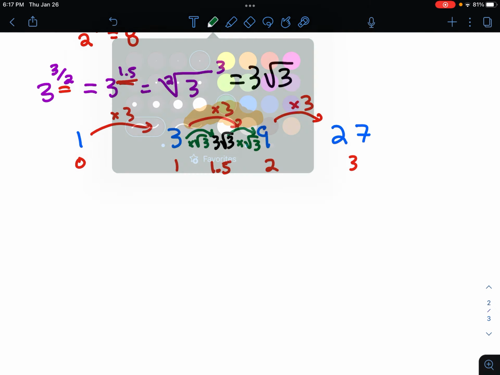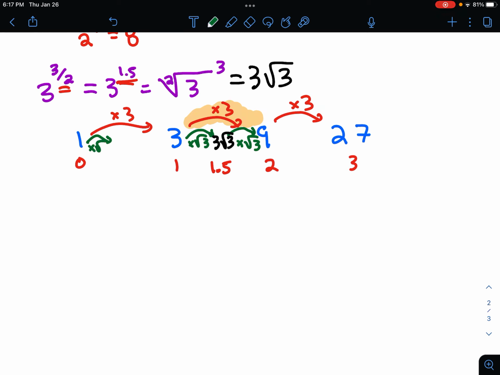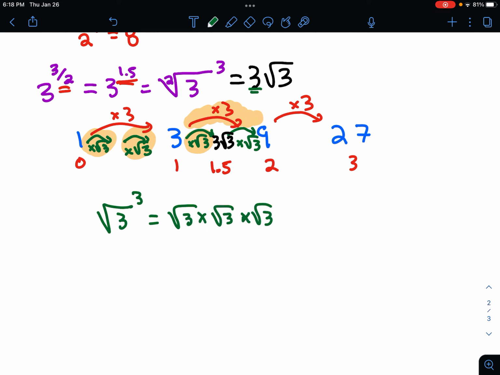If we break down every single step into square roots of 3, we have a multiplication of square root 3, a multiplication of square root 3, and we have 1, 2, 3 multiplications of square root 3. But remember, that is the power. That's not what this 3 out in front is. Square root of 3 cubed is 3 multiplications of square root 3, right? Square root 3 times square root 3 times square root 3. It just so happens that when we multiply two square roots by each other, the square root of 3 times the square root of 3 is just 3, and then we're left with 3 square root 3. So that's more of a coincidence that we had 3 multiplications and the 3 came out in front.